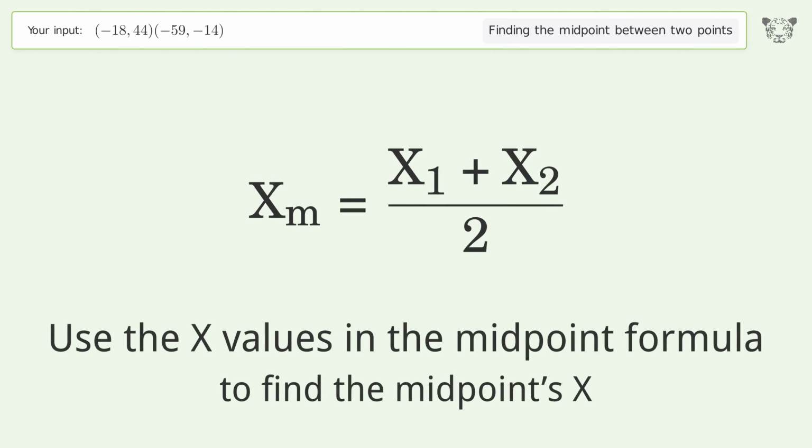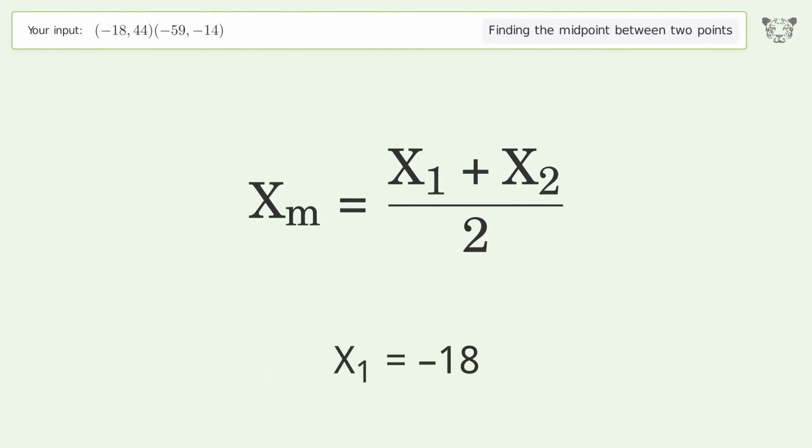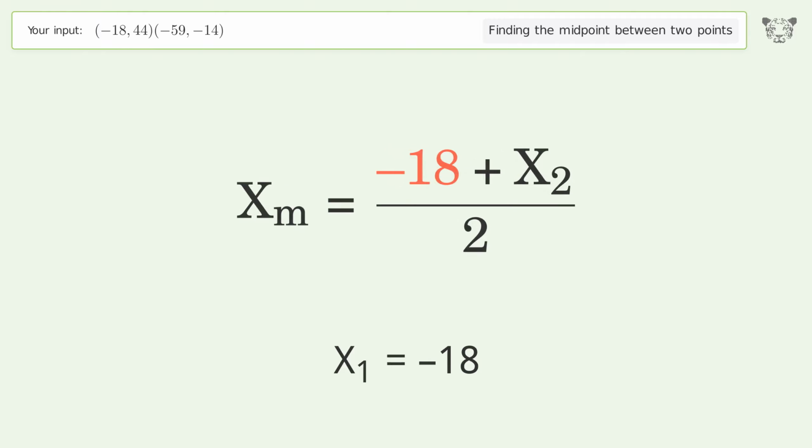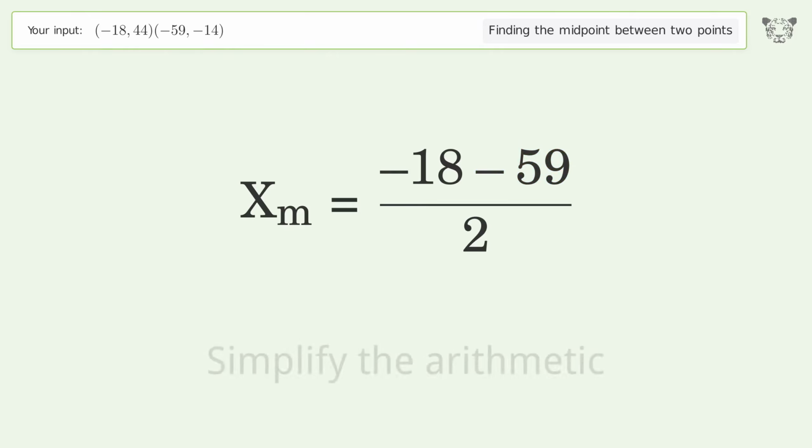Use the x values in the midpoint formula to find the midpoint's x. x1 equals negative 18. x2 equals negative 59. Simplify the arithmetic.